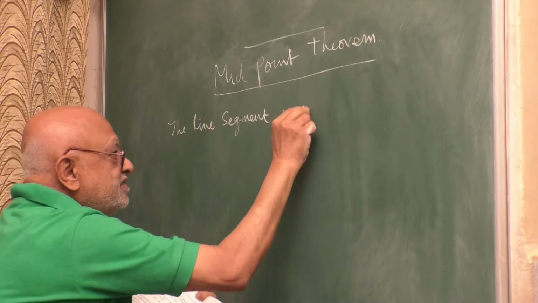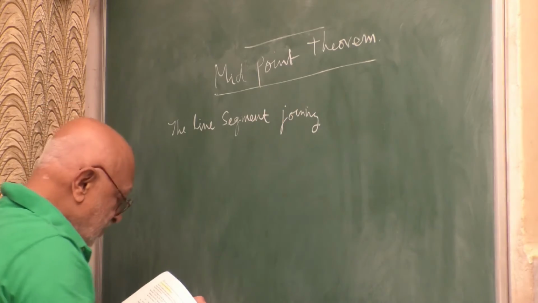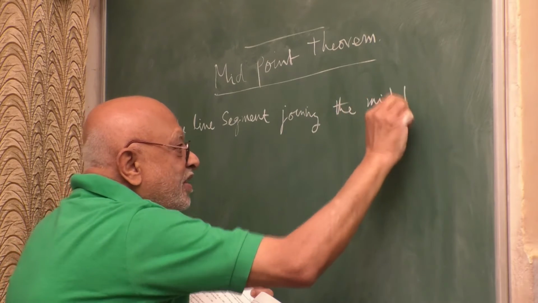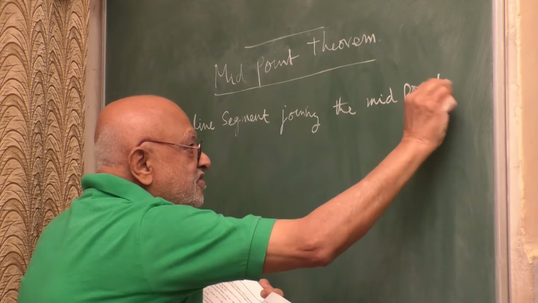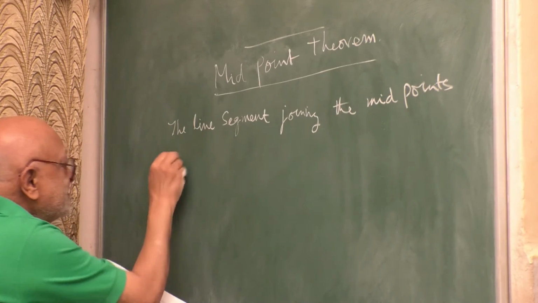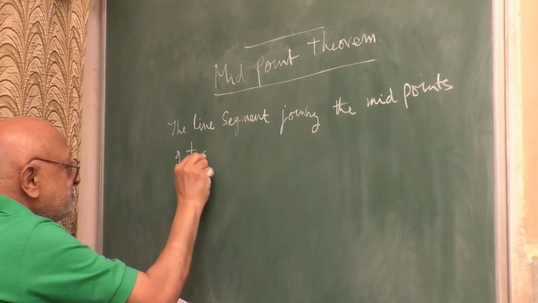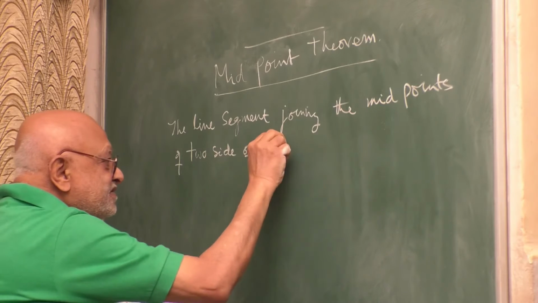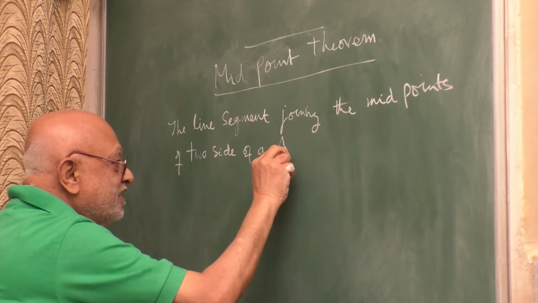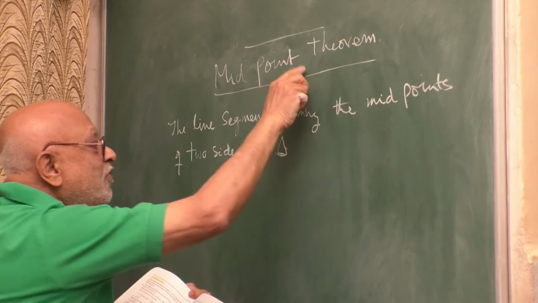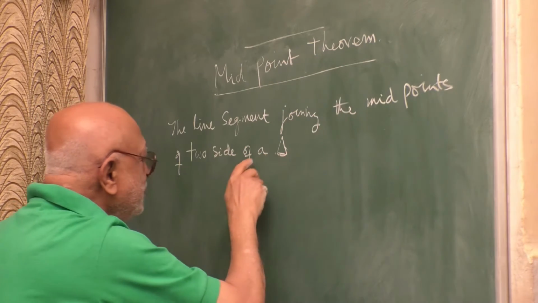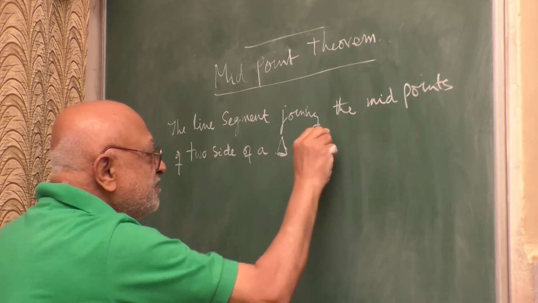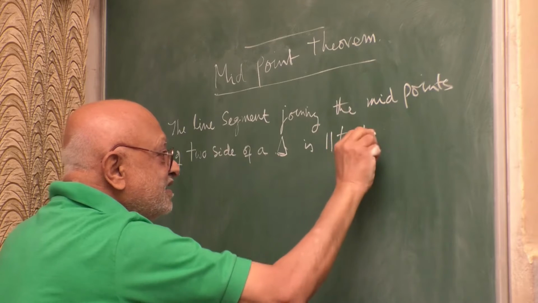joining the midpoints, remember, the midpoints of two sides of a triangle. Remember, we are now talking about a triangle. So the midpoint theorem says the line segment joining the midpoints of two sides of a triangle is parallel to the third side.